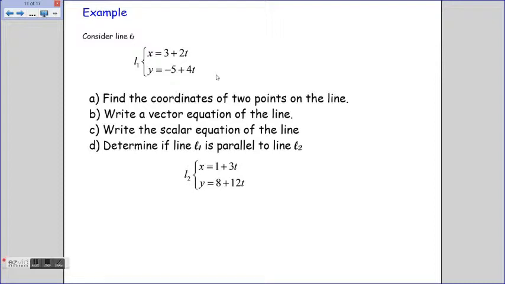A, we want to find the coordinates of the points on the line. B, we want to write a vector equation of the line. C, we want to write the scalar equation of the line. And then D, we want to determine if the line L1 is parallel to L2.